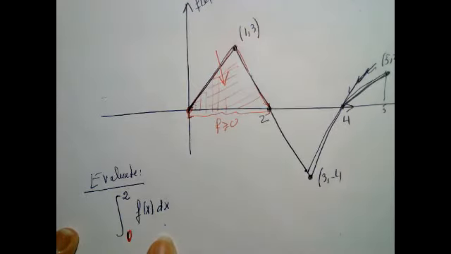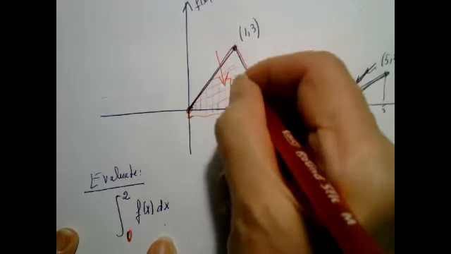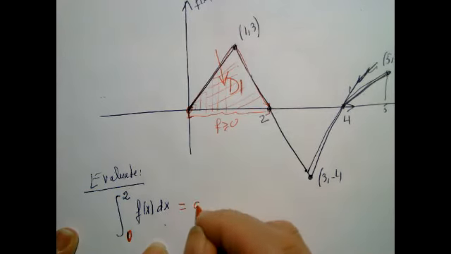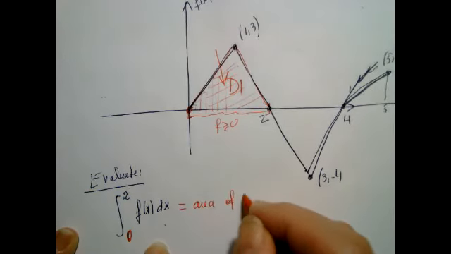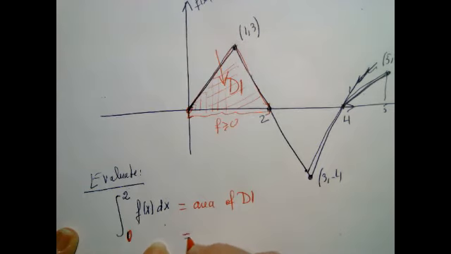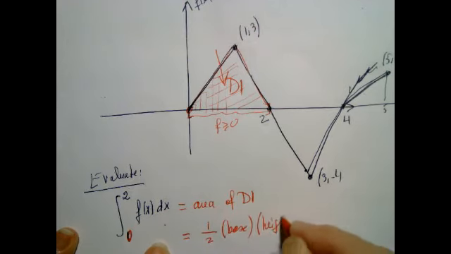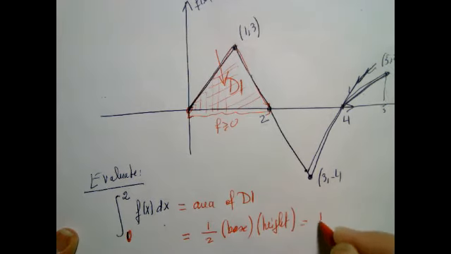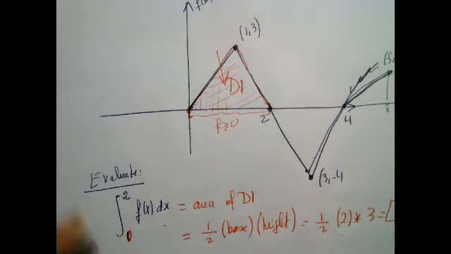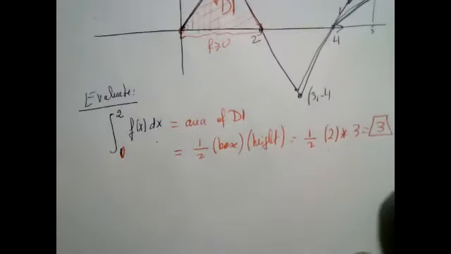It's this area. Let me call this D1. It's the area of D1, which is just a triangle. So it's half the base times the height. Half, the base is 2, the height 3, which is equal to 3. That's from 0 to 2.